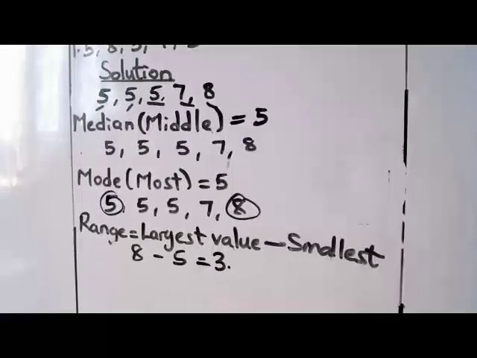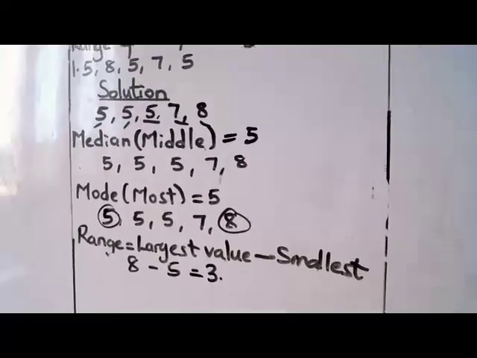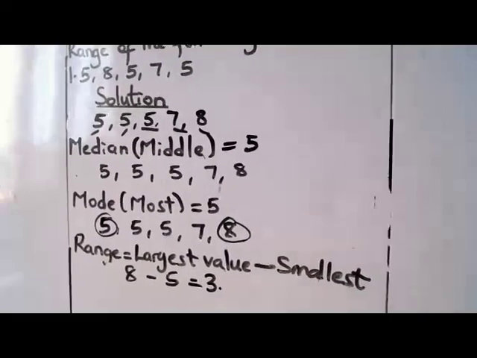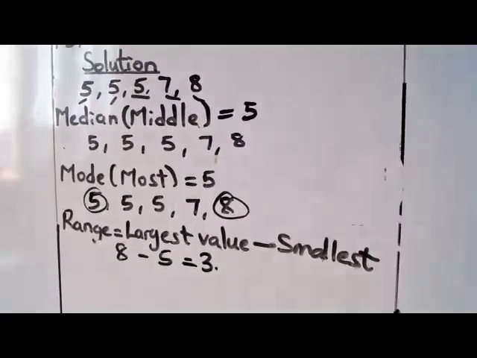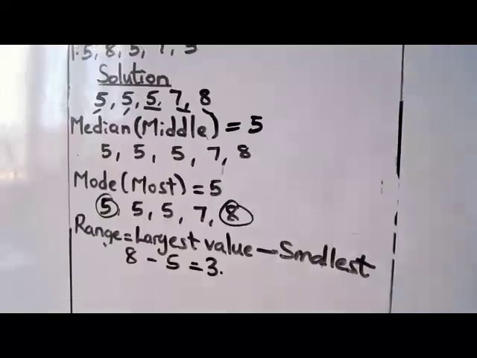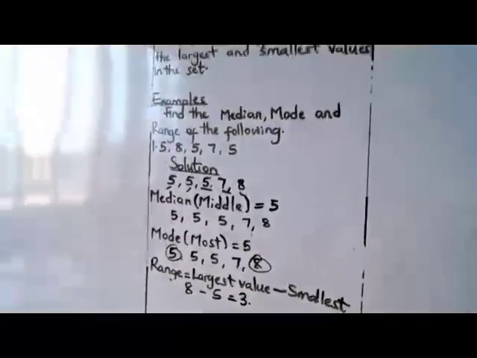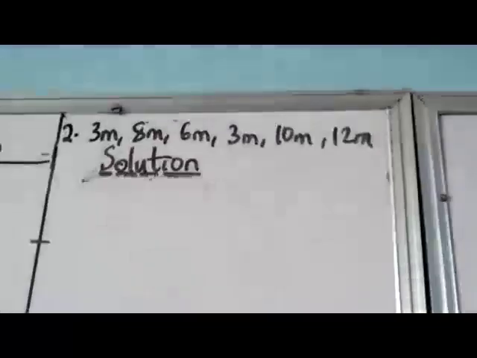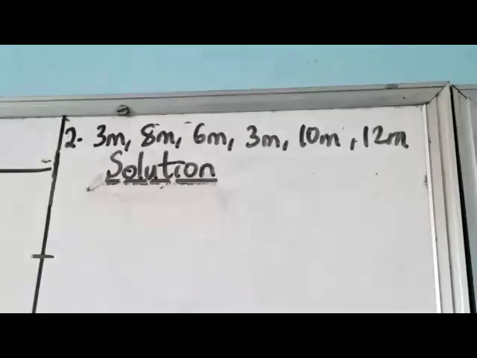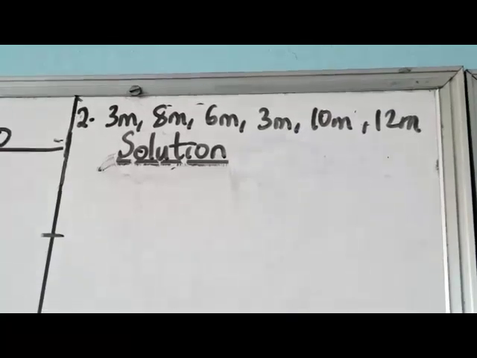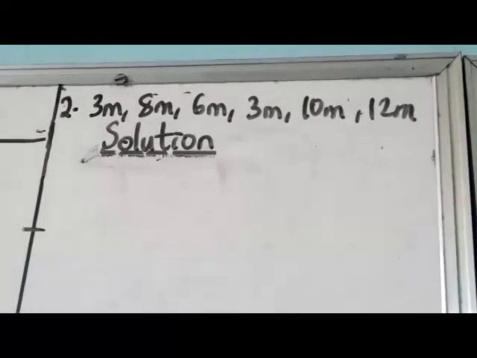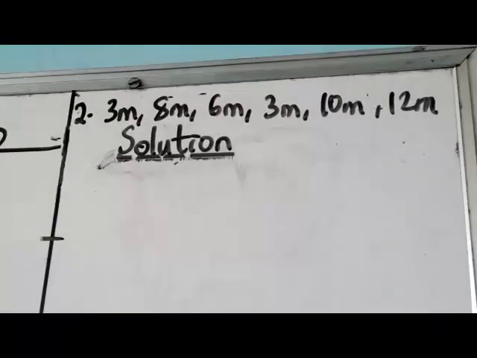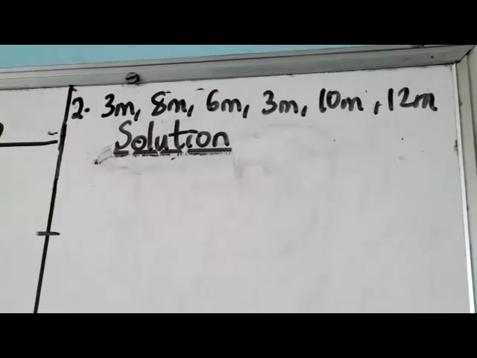So you can see that we have found our median, mode, and range. Is that clear, everybody? Beautiful. So let's look at the next example. Find the median, mode, and range of the set. You can see that in this case you are given values. You can also work with them. Just do them carefully. The first thing we do is to arrange the numbers in ascending order.